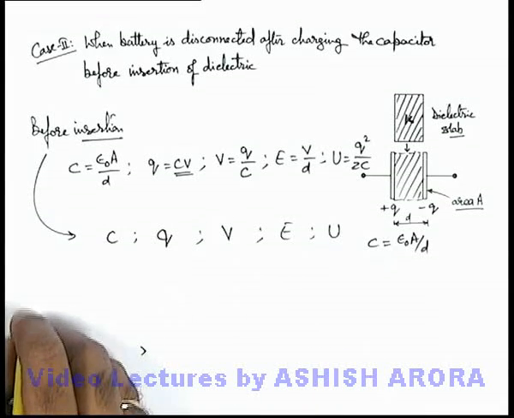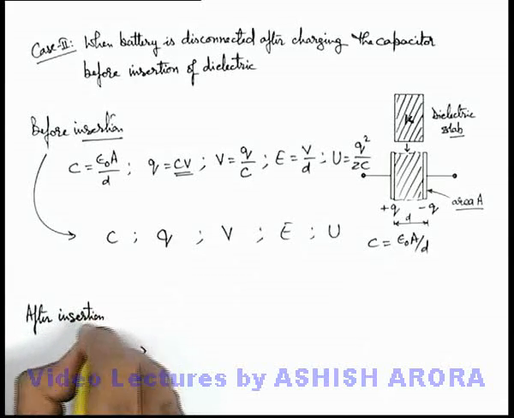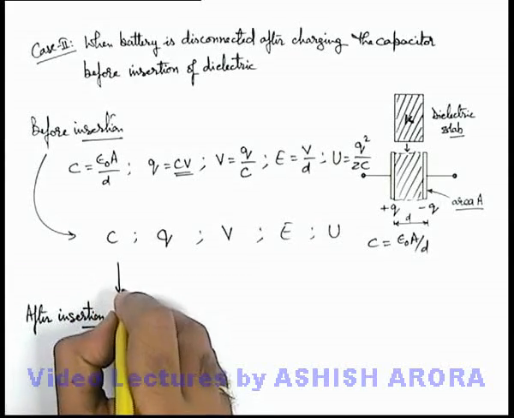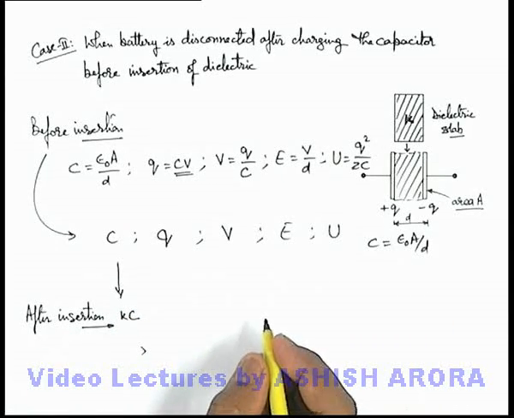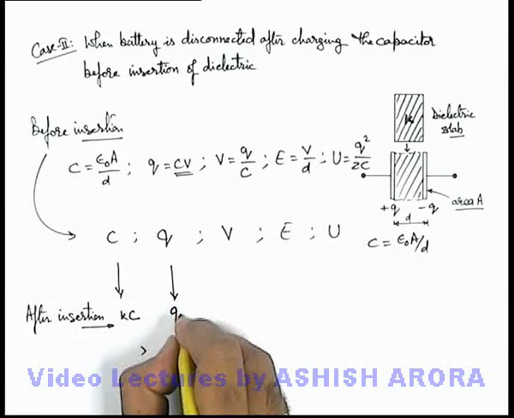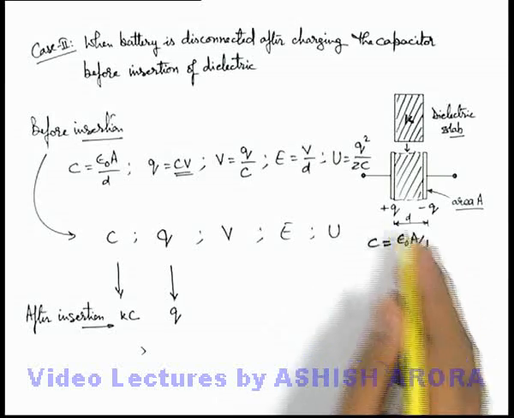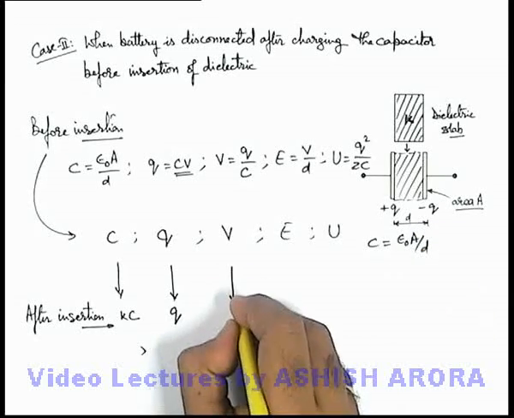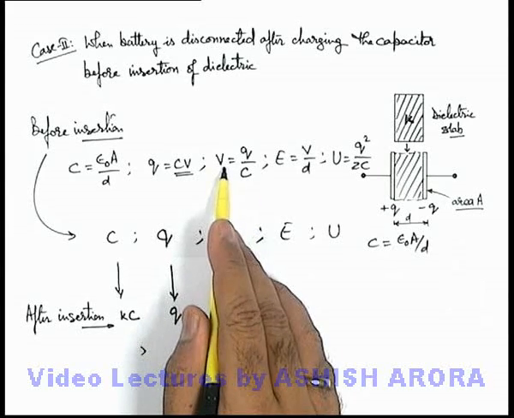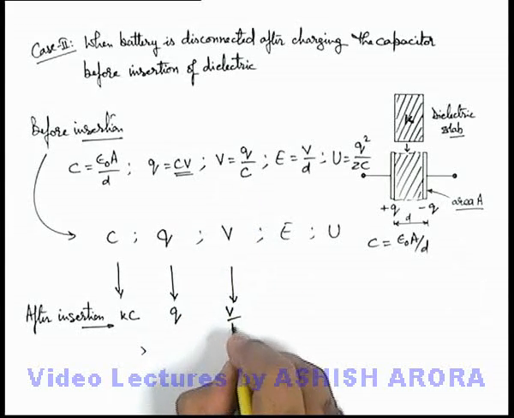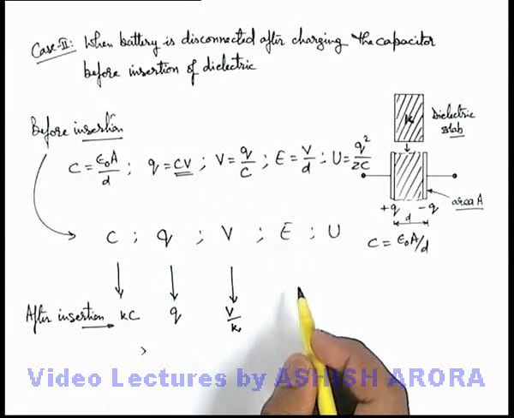Now in this situation, if we talk about these parameters after insertion of dielectric, you know well that the capacitance will change from C to KC because the dielectric is inserted. If we talk about the charge, it will remain same. There won't be any effect on the charge because no battery is available over here to change the charge. If the charge remains same and capacitance changes to KC, here you can see V will change to V by K because in denominator C will change to KC and numerator will remain same.